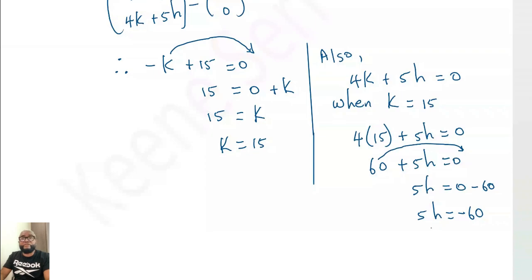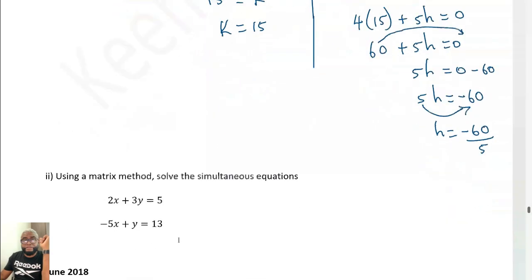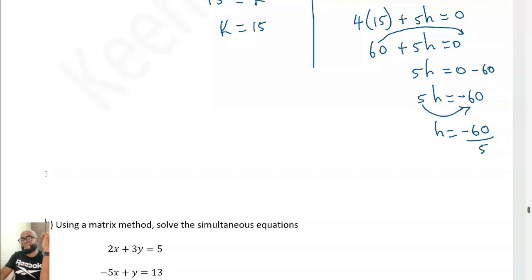What do we do next? We want to find h. What do we have to move next? The 5. Excellent. So you carry 5 here and you divide it, right? So h will be equal to negative 60 divided by 5. h will be equal to what? 12. Positive 12 or negative 12? Negative 12, right? Because this is positive, and negative divided by positive is a negative.